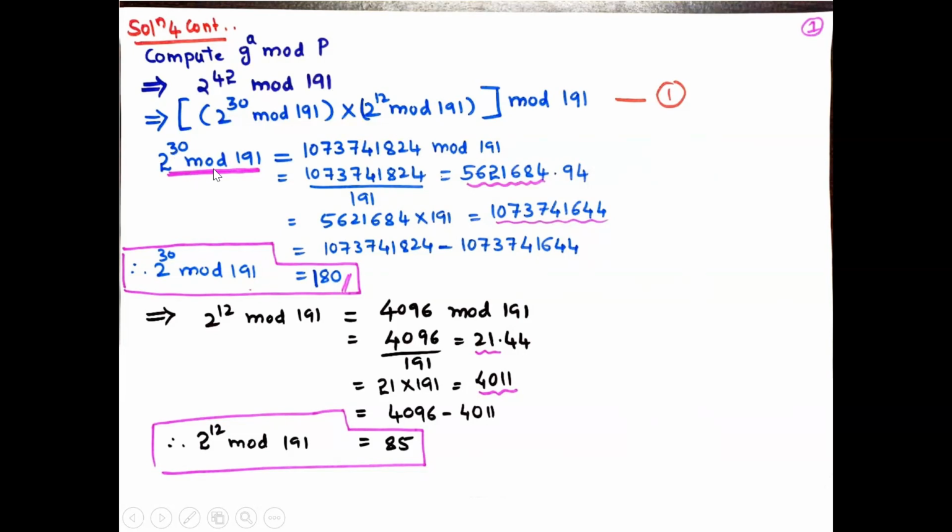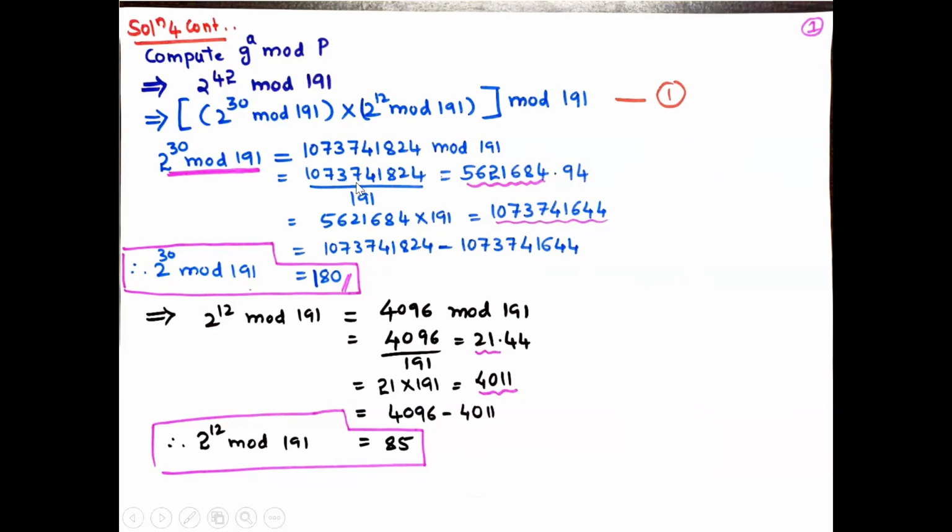2 raised to 30 mod 191: if you do 2 raised to 30 in your simple calculator, you will get an answer like 1073,741,824 mod 191. Now we need to get the value of 1073,741,824 mod 191. In the previous video, I have told you how to calculate the mod value in a simple calculator. Let us do it once again.